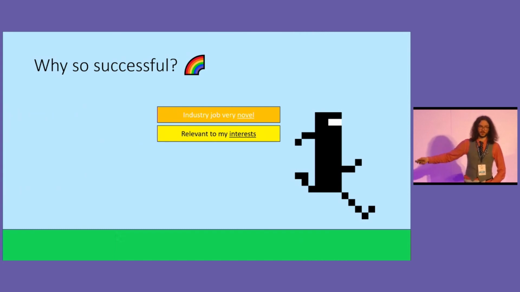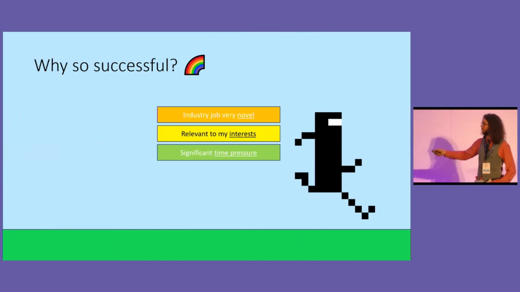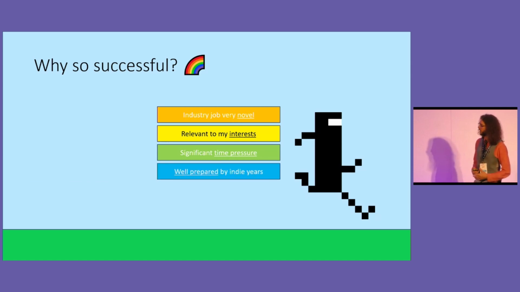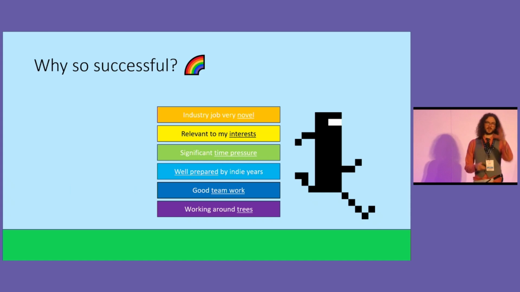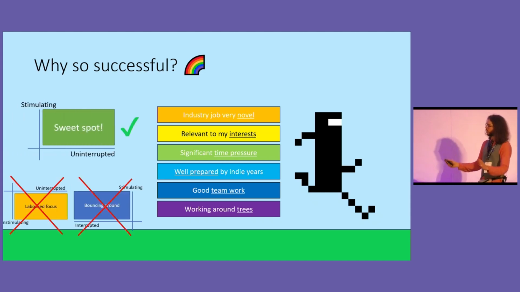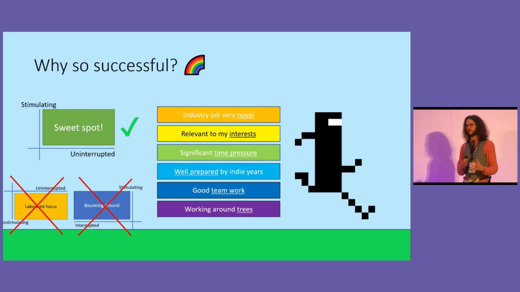I love platformers. This is very much in my wheelhouse. The time pressure was significant. I was well prepared. I had all the skills I needed in terms of teamwork and Unity. My team was great, and we worked well together. And I had trees around my office, in my window, which ended up being really good for ADHD concentration. So all that made for kind of sweet spot work, where in other conditions it could have been wasting brain power, which I had to use every single ounce of to get this done on time.